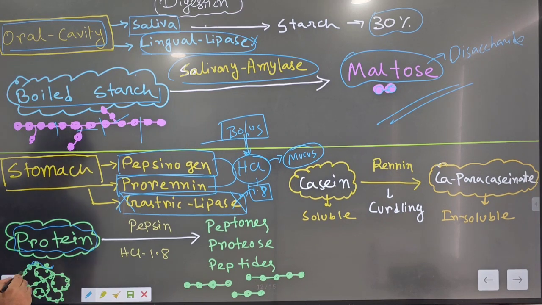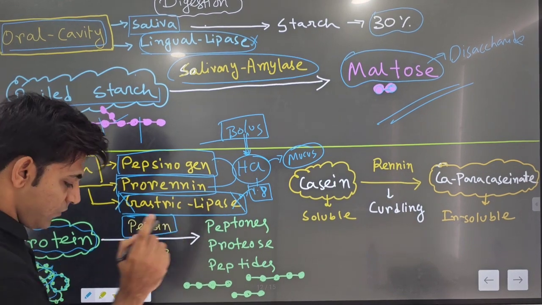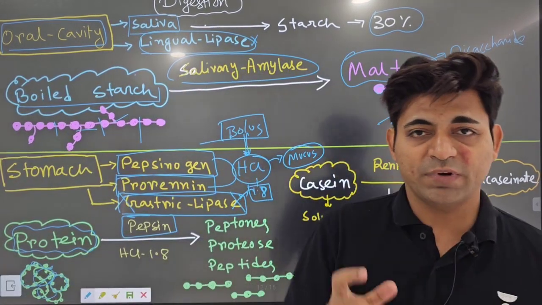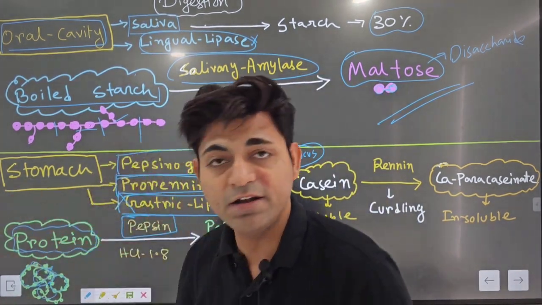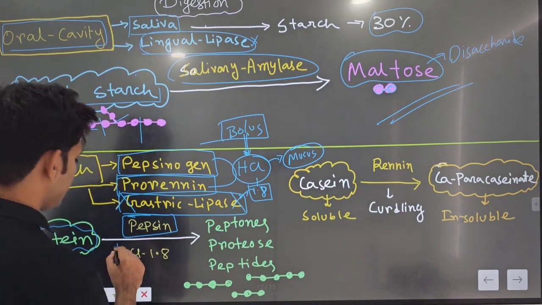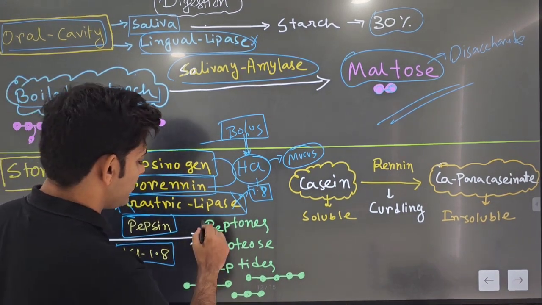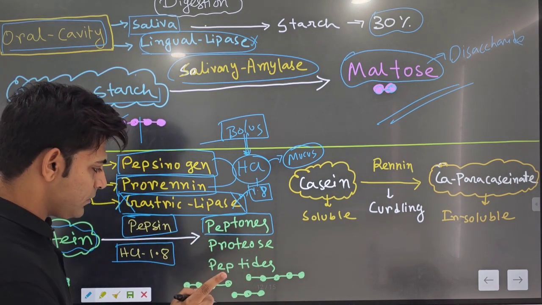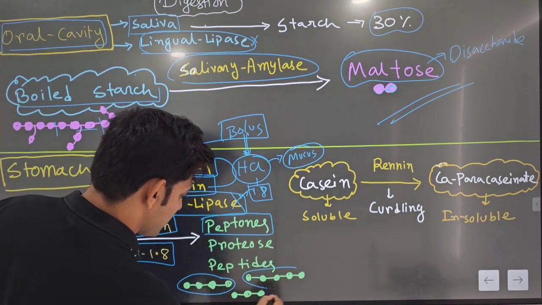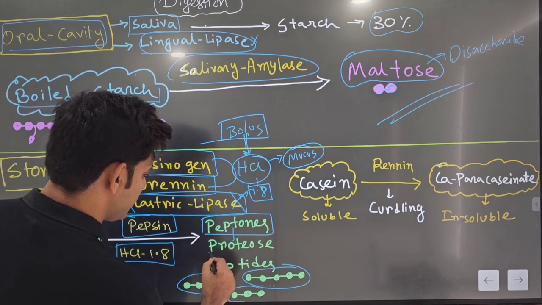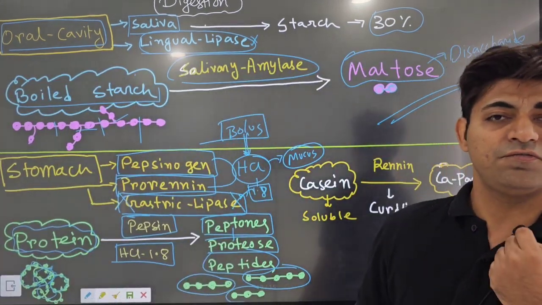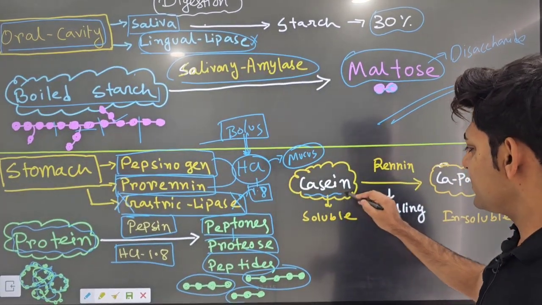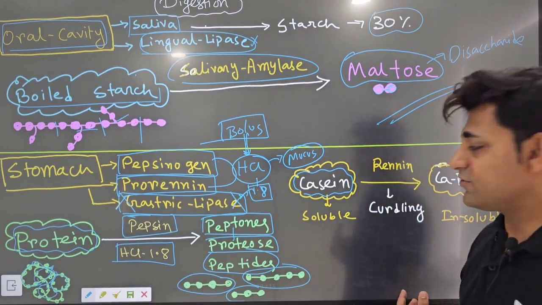Here you can see the tertiary structure of protein. Protein is broken by pepsin, one of the important endopeptidases. Pepsin breaks the protein's peptide bonds from inside. With the help of HCl, we get peptones, partially broken pieces of protein. We get peptones, proteose, and peptides. Now, protein is done.